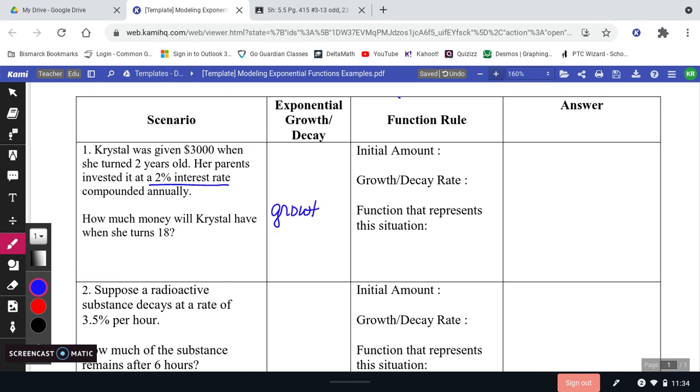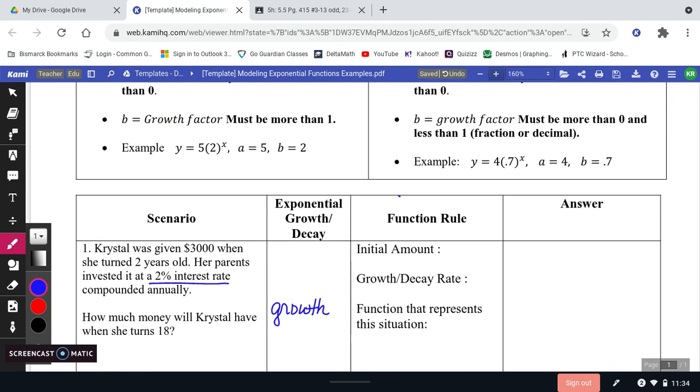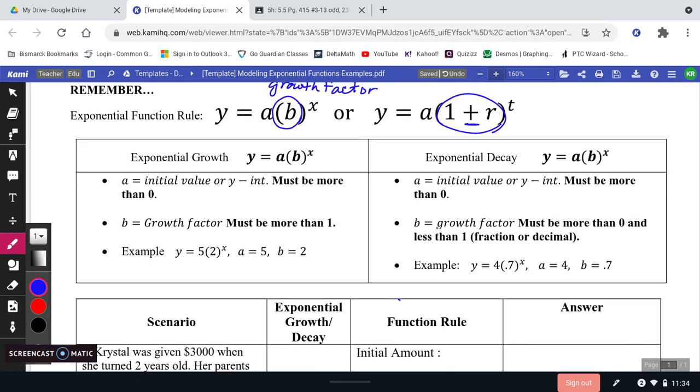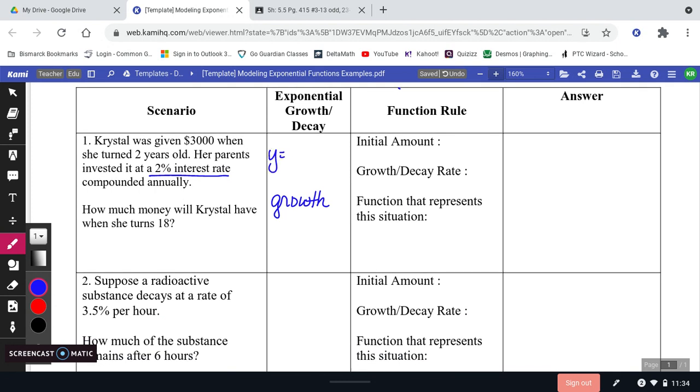So it's exponential growth. Okay, so since it's an exponential growth, we're going to be using this equation, y equals a times 1 plus r to the t power. Okay, so we're adding that interest rate because our money is increasing. We're gaining more money. Okay, so the initial amount, how much did you start with? $3,000. What is your growth or decay rate? Well, it's going to be growth, and it's 2% interest or 0.02 written as a decimal.